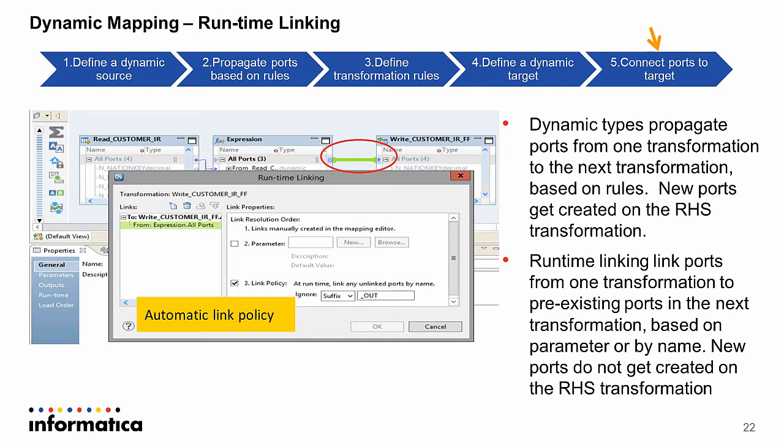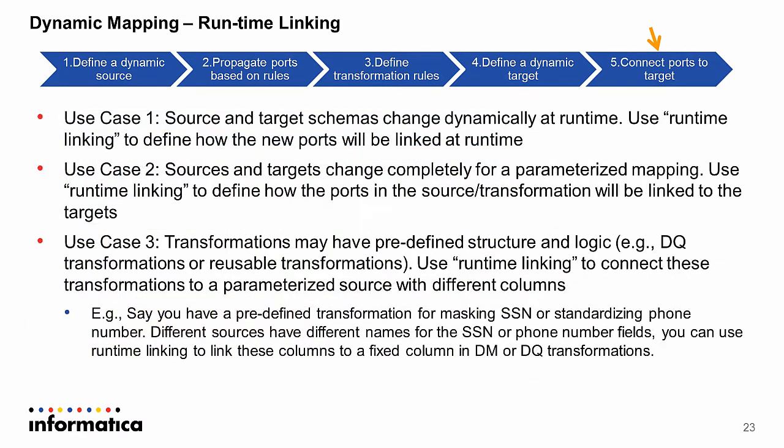and based on either a parameter, or it could be on a policy, right? And a policy could be like a prefix or suffix, that, hey, look, ignore all ports that have underscore out, right? Or ignore or include ports that have a different prefix, suffix, or expression. Again, just a couple of use cases around runtime linking, right?